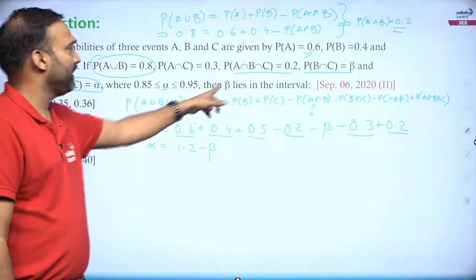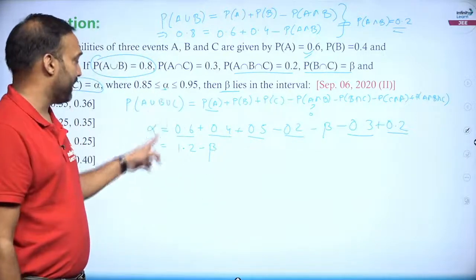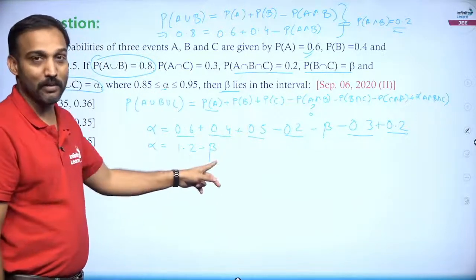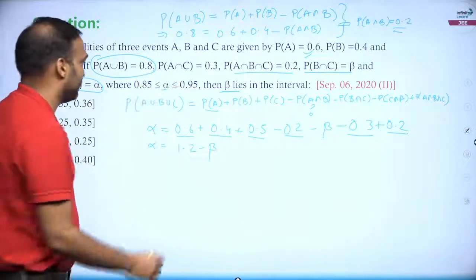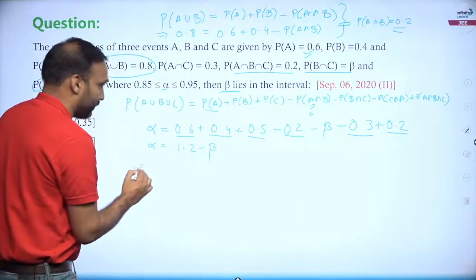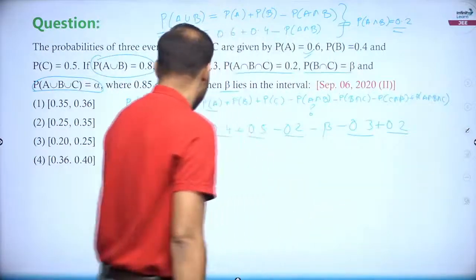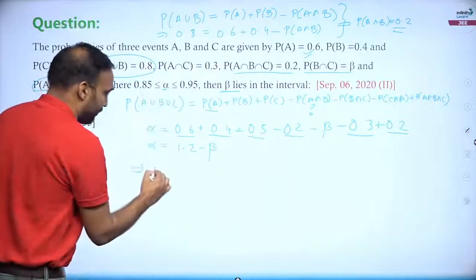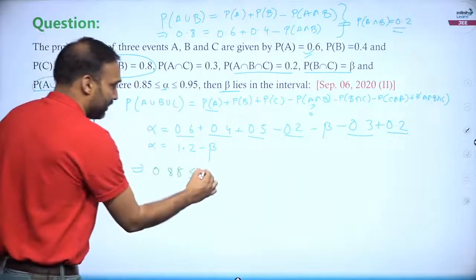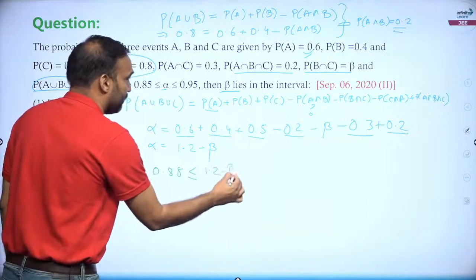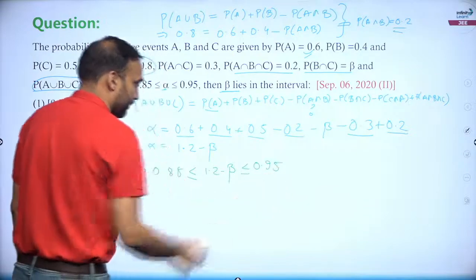Now we have to find out the interval of beta. Interval of alpha is given and we have calculated alpha in terms of beta. So now what I'll do is I'll put the alpha in the inequation. So let us write the inequation. Let us use a different color now. So it is 0.85 less than or equal to alpha. What is alpha? 1.2 minus beta, less than or equal to 0.95, right?